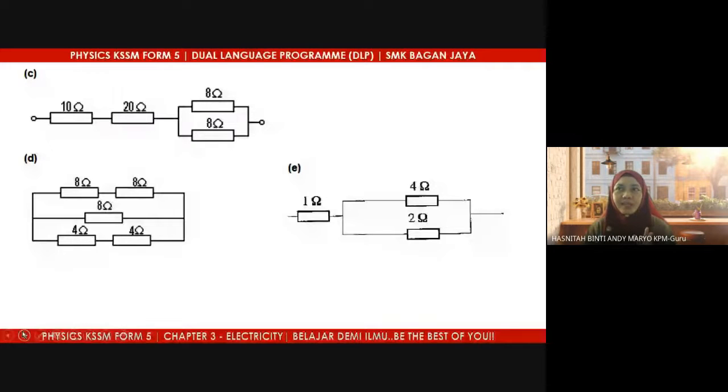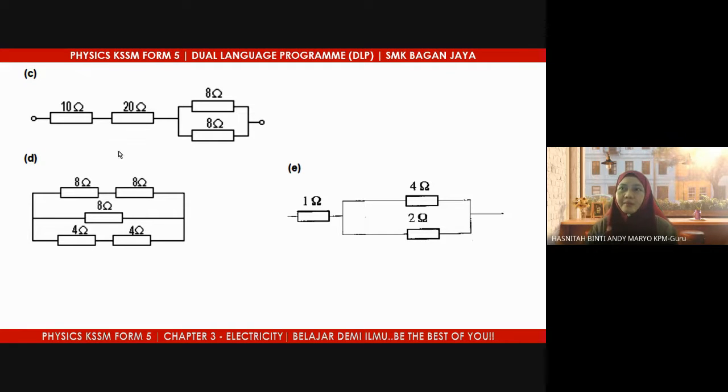Okay, now C and D, we have combinations. In C, we have four resistors of 10, 20, 8, and 8. How to find effective resistance? I give you 30 seconds to solve this for C. Once you're done, you can share your answer in the in-call messages. And also for D and E. I give you 2 minutes to find C, D, and E. So take your time and try to find for all.